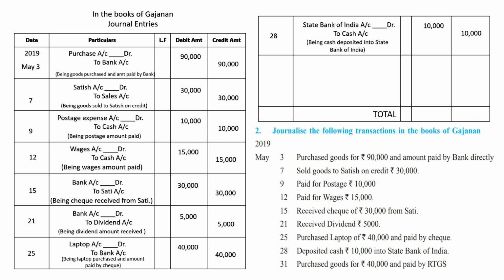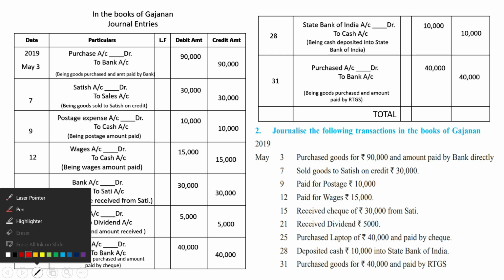So again you will use word bank here. Bank is a real account. Debit what comes in, credit what goes out. Since money goes out from bank, so bank should be on credit side. So your journal entry will become purchase account debit to bank account 40,000, 40,000. Then in narration you will write being goods purchased and amount paid by RTGS.